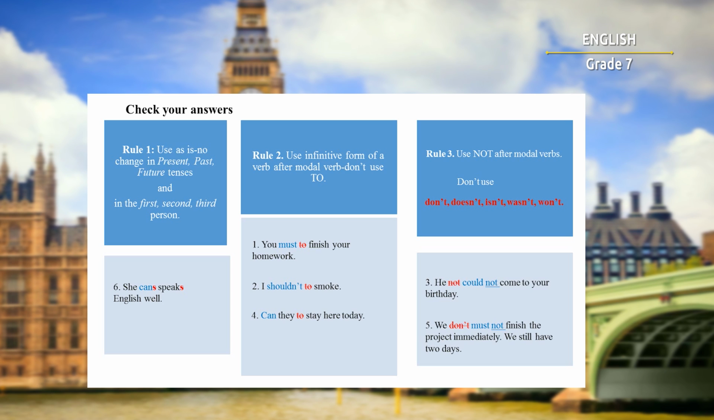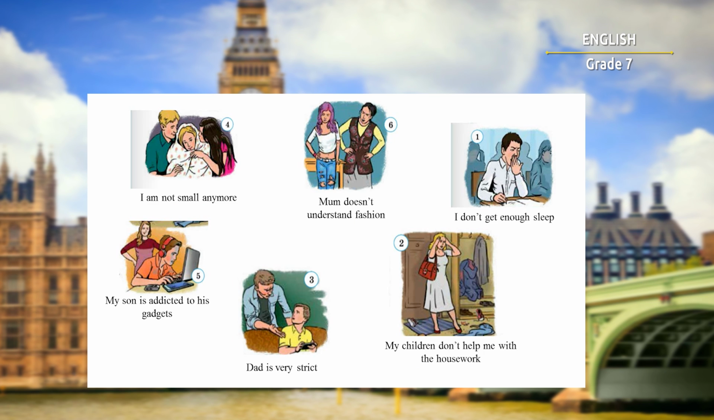Sentence number 6, she can speaks English well. There are 2 errors in this sentence. We don't change modal verbs in present, past and future tenses, as well as in the third person. On this slide, there are a lot of pictures and also some descriptions to these pictures. Please try to look at these pictures very carefully and also read the sentences.